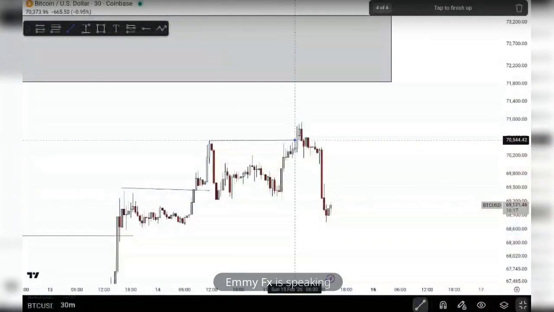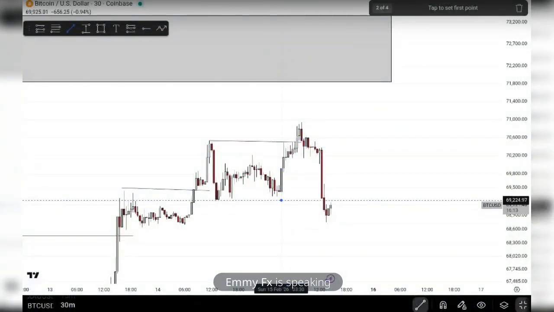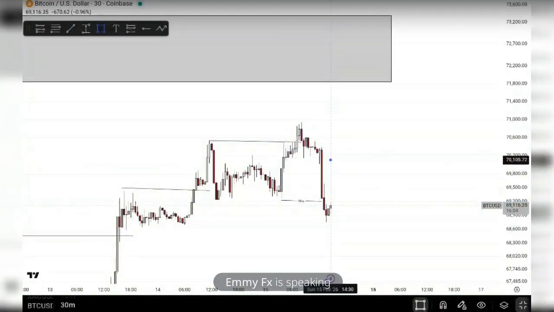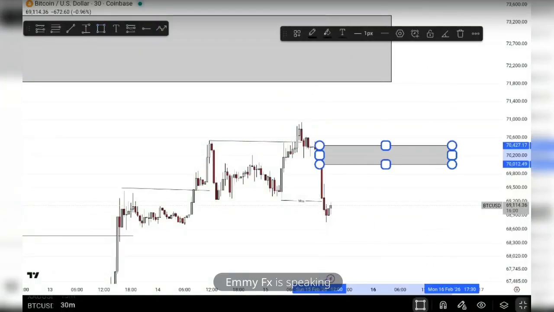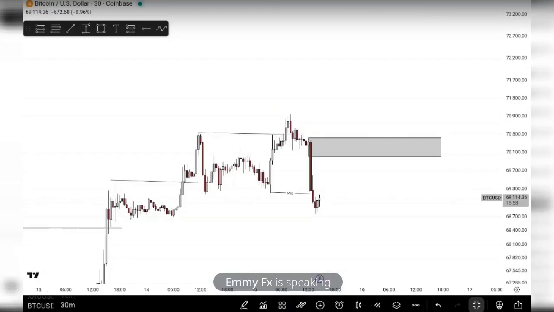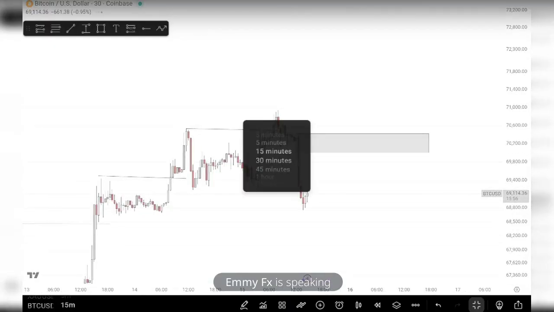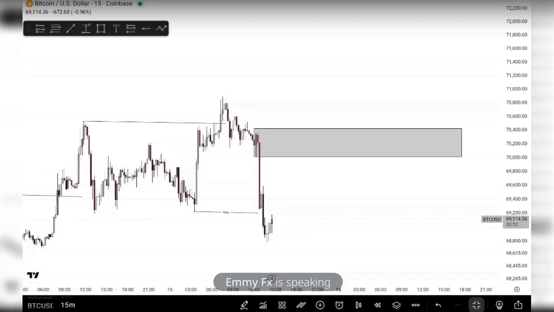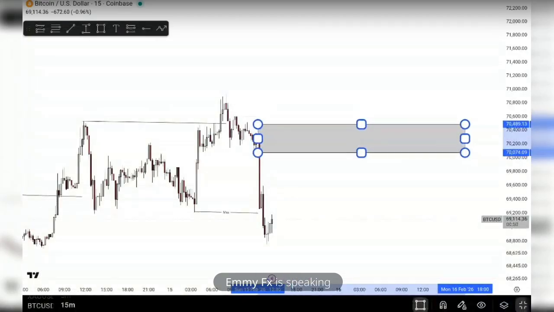We also have this movement which serves as a break of structure to the upside, or let me say a market structure shift to the downside. So this is where we find something interesting. We have this other block which is currently sitting here. Let's move to the 30-minute time frame. In the 30-minute time frame, we have this other block which is here.